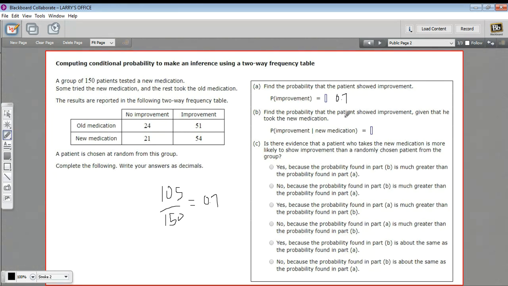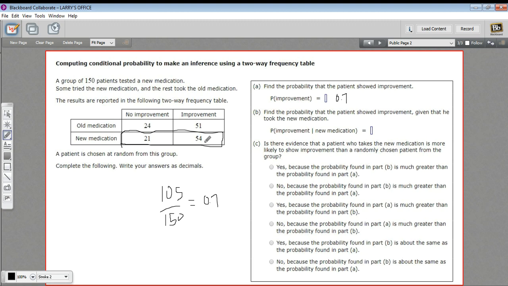So that's pretty good. 70% chance you're going to improve, whether you take the old medication or the new medication. I guess things don't look so bad for these patients. B says, find the probability that the patient showed improvement given that he took the new medication. When they say given, that's what this line means, the new medication, we're only going to look at this set of numbers now. So our total is going to be different.